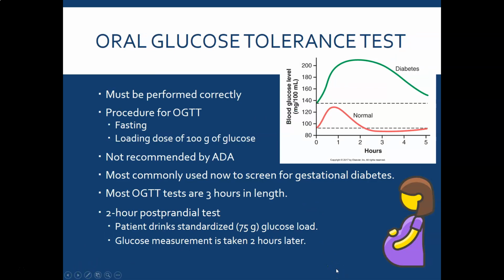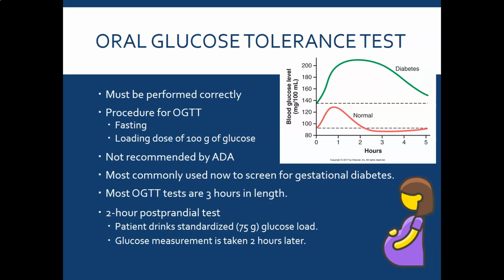So let's talk a little bit about the oral glucose tolerance test. It has to be performed correctly. For one, the patient needs to come in fasting, and you need to get some fasting levels of glucose, and then you give them a loading dose of 100 grams of glucose, usually in a really sweet drink. After that, samples are collected for glucose, usually at 30 minutes, 1 hour, 2 hours, and 3 hours.